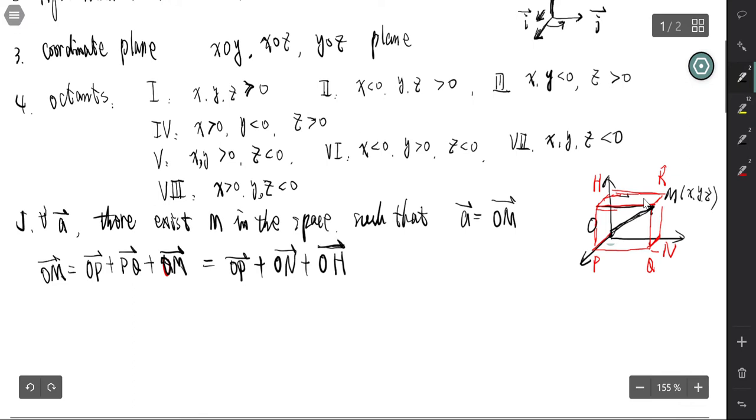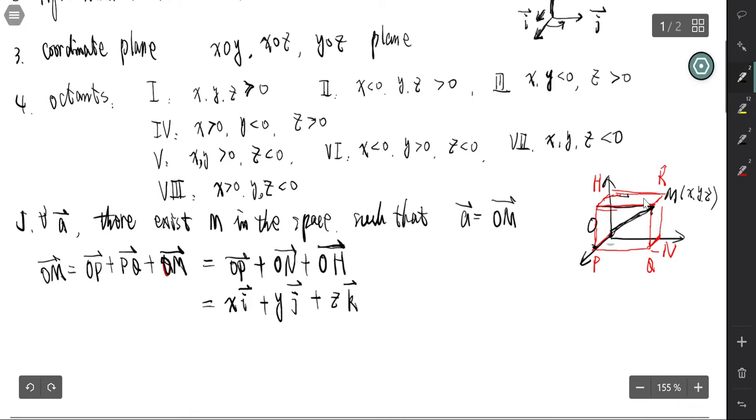Now we know that OP is in the same direction as I. If the length of OP is x, then OP can be written as x times I. If ON has the length y, then it's y times J. And OH has a length of absolute value of z; if it points downwards, z should be less than zero, because OH is in the same direction as K.